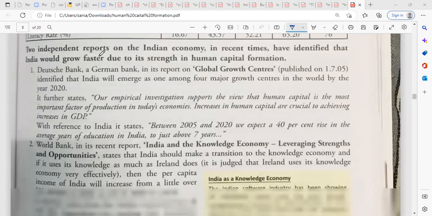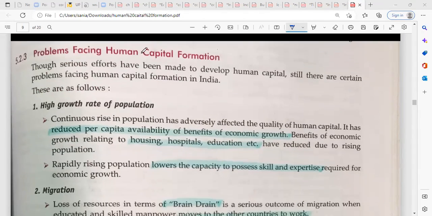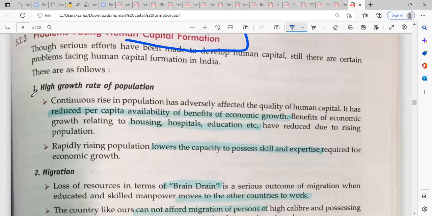So let's start with the next topic, which is basically this: problems facing human capital formation. What are the problems human capital formation is facing? First is the high growth rate of population, right? So continuous rise in population has adversely affected the quality of human capital. It has reduced the per capita availability of the benefits of economic growth. Benefits of economic growth relating to housing, hospital, and education have reduced due to rising population.